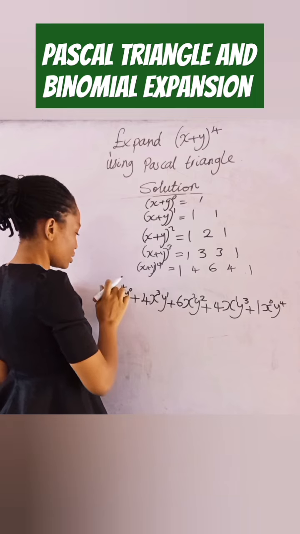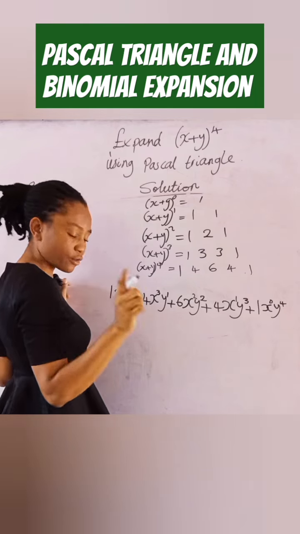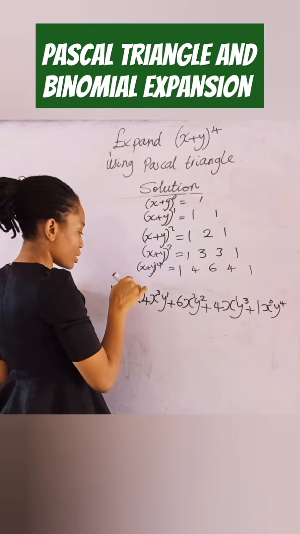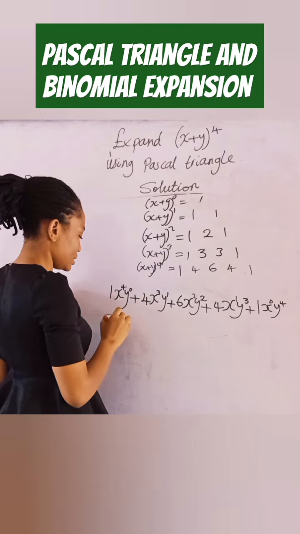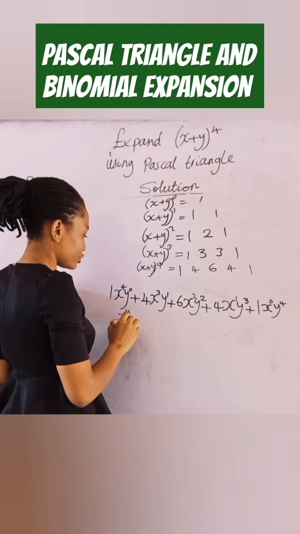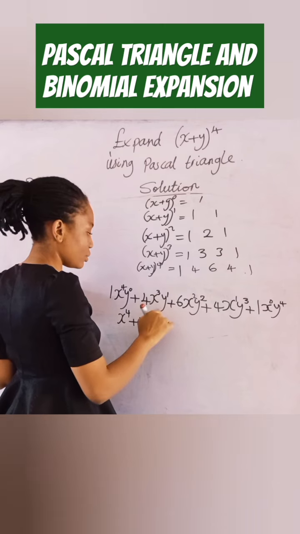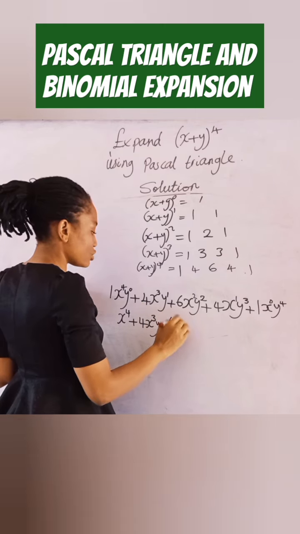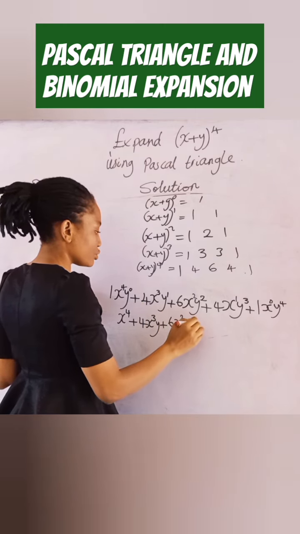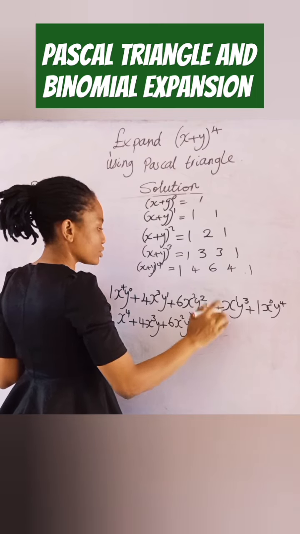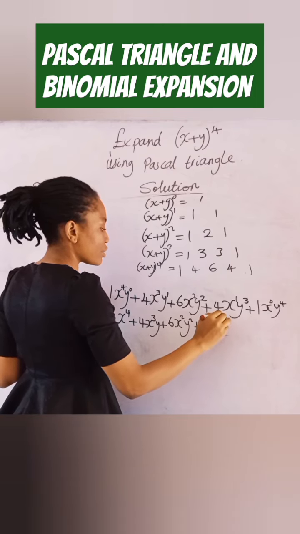Now, 1 times x to the power of 4 is still x to the power of 4. Now, y raised to the power of 0 is 1. Timesing x, it still gives us what? x to the power of 4. Then plus 4, x to the power of 3. Then y is still 1. Then plus 6, x to the power of 2, y to the power of 2. Plus 4, x to the power of 1, y to the power of 3.